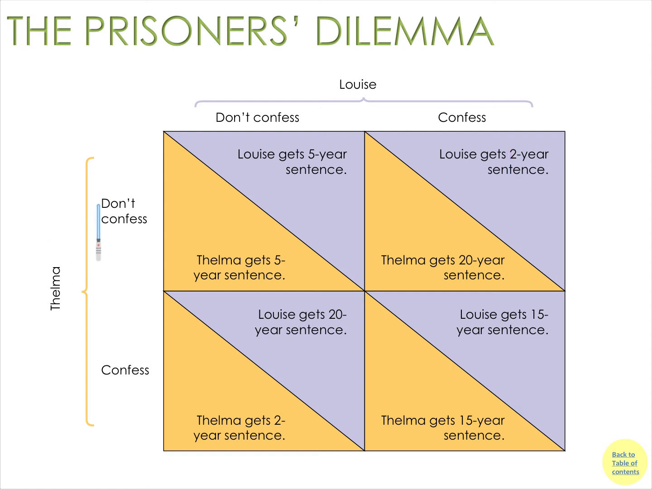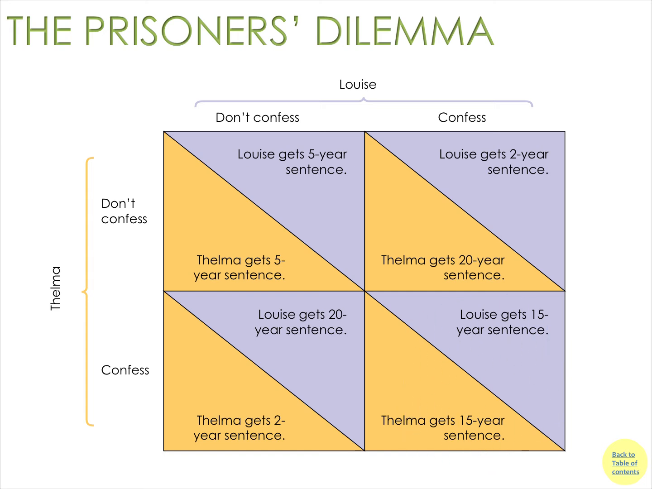Thelma also faces the same trade-offs. If she confesses, she gets 2 years or 15 years, whereas if she does not confess, 5 or 20. So she's also drawn to confess. And we think that the normal way that this game will end, this is why it's called the prisoner's dilemma, is that they'll both end up confessing and being worse off. Where would they like to be? Up here. But unless they've got a rock solid trust and agreement in place, they probably won't.